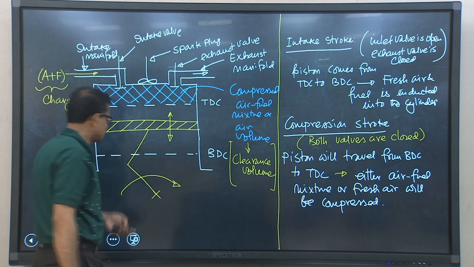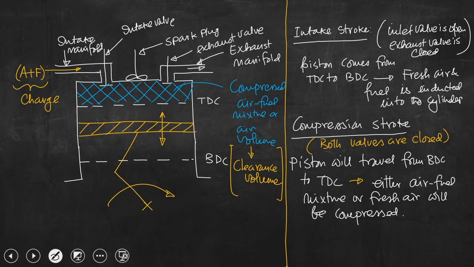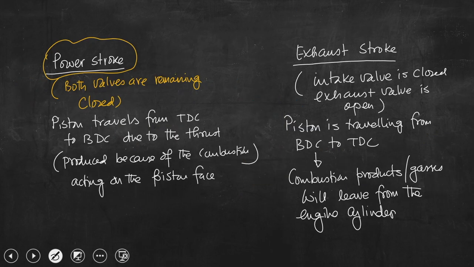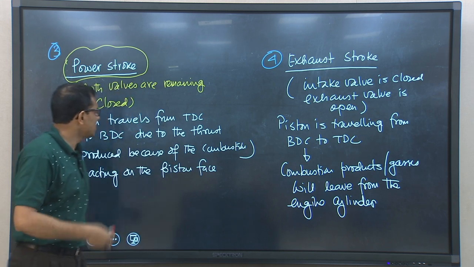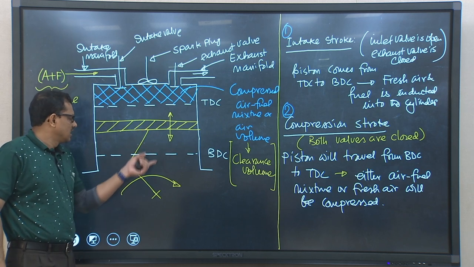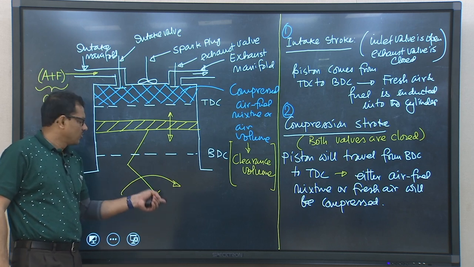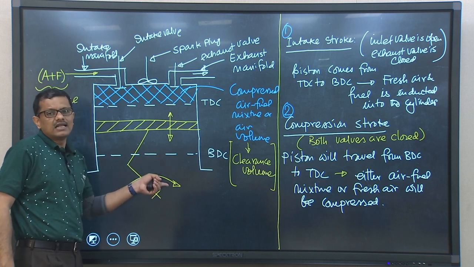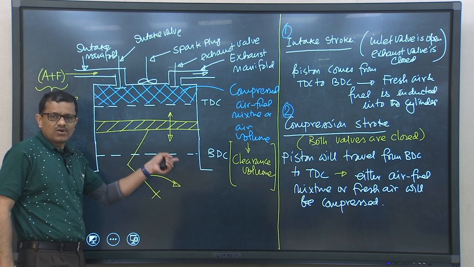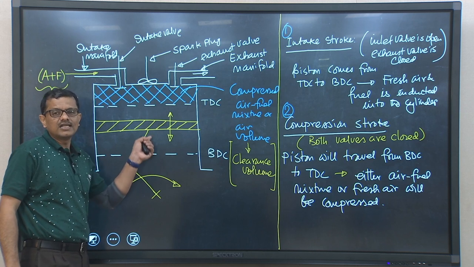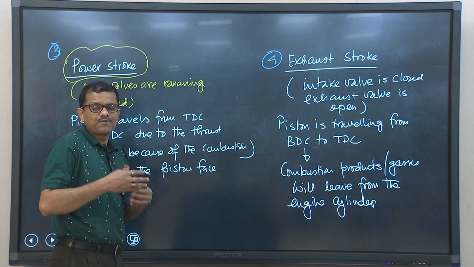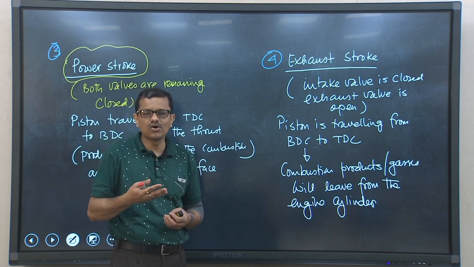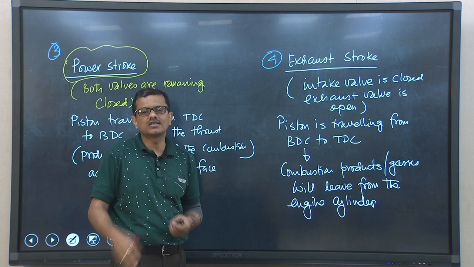So, this is one cycle, if we try to give names. This is one stroke, this is number 2, this is number 3 and this is number 4. So, we have identified 4 different strokes, and these 4 strokes constitute one cycle. In a 4 stroke engine, to complete one cycle, there will be 2 revolutions of the crankshaft and we are getting only 1 power stroke. Intake, compression, power and exhaust. Out of these 4 different strokes, only 1 stroke is the power stroke, the remaining 3 strokes are the idle strokes.